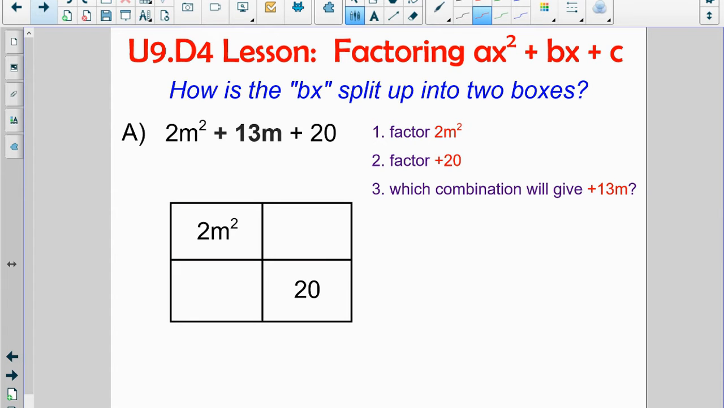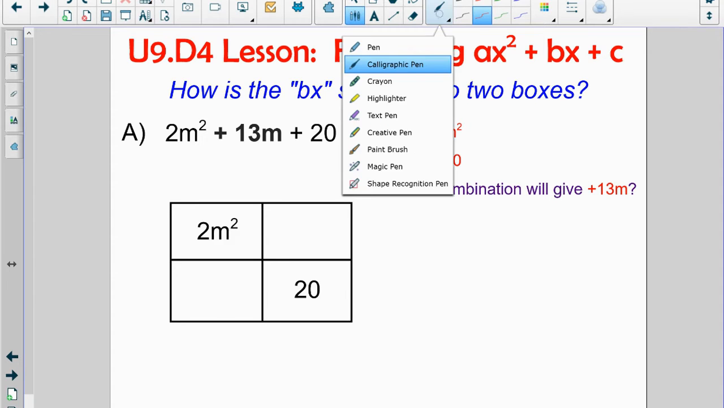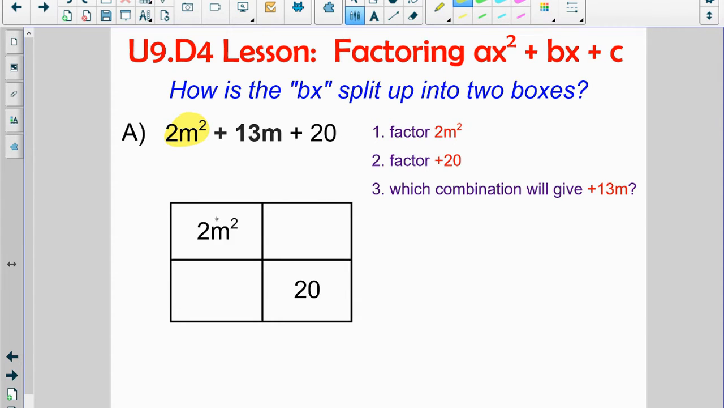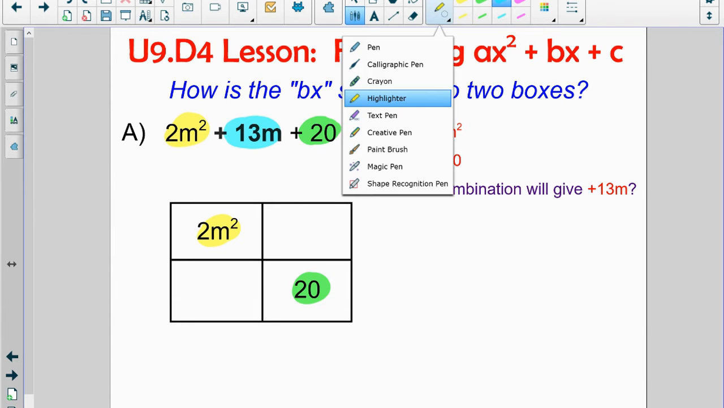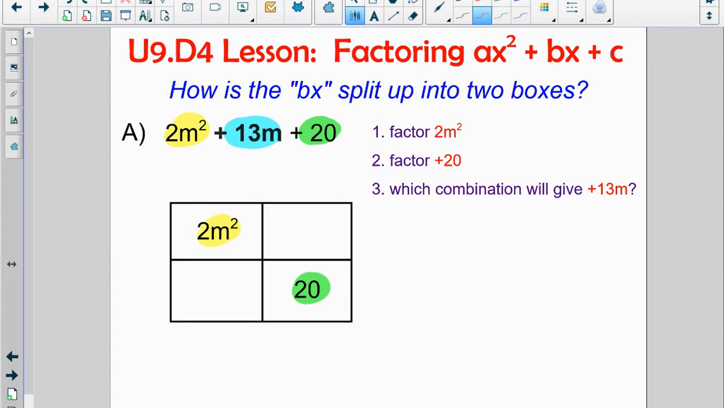So our lesson number 4, factoring trinomials, where ax squared plus bx plus c. The big question is how to get that middle term, the bx part, split into the two boxes. Because we know that when we factor the 2m squared, that's going to go in the first box. We know that the positive 20 is going to go in the last box. But what we don't know is how does that give us 13m when I add those two boxes together. So the first thing we want to do is set it up like I have here. I start with 2m squared in the first box, positive 20 goes in the last box, and now we have to do a little guess and check, which is certainly one method that will work.